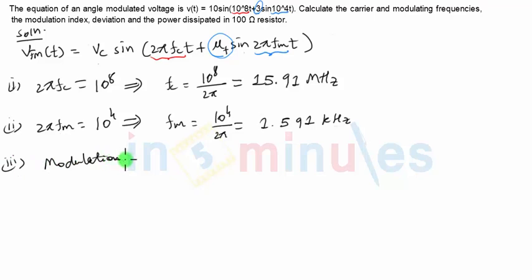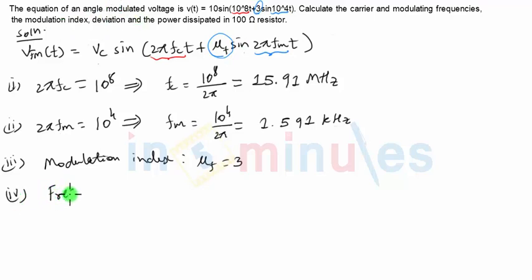The next thing that we have to find out is the modulation index. Now modulation index can be found by simply comparing the coefficient of sine term with the coefficient of sine term in the given expression. So you can see we get mu f directly because coefficient of sine term is nothing but modulation index. So we get mu f equal to 3. Next we have to find out deviation.